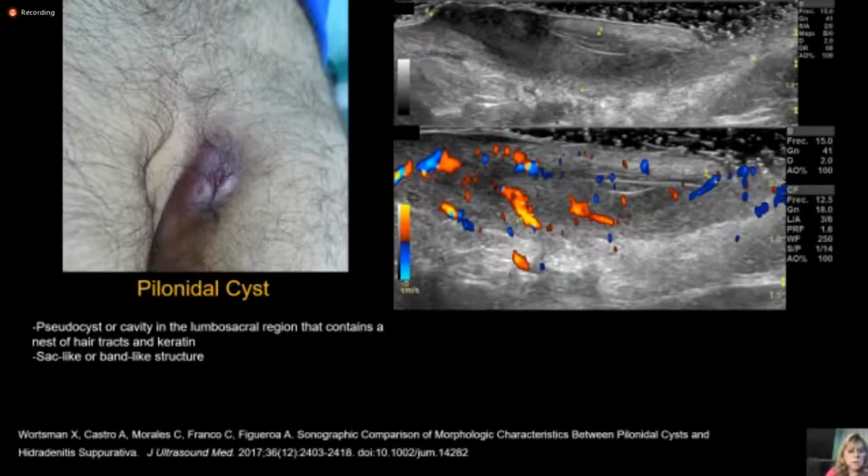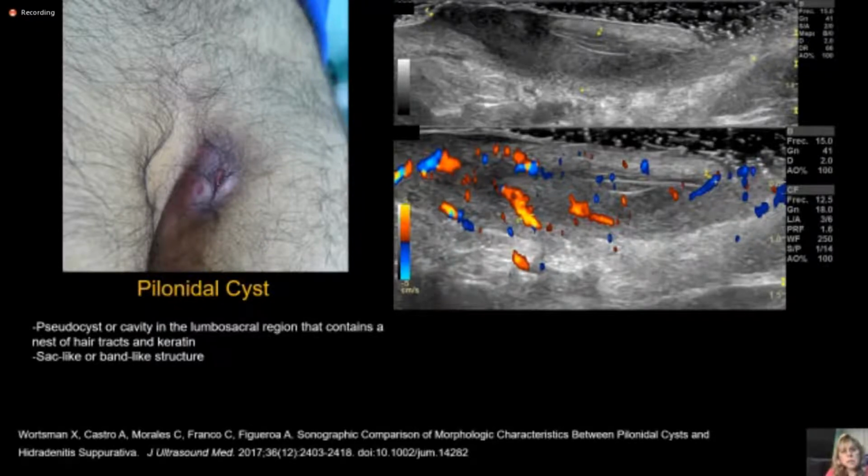Another cystic structure is the pilonidal cyst, and this is not really a cyst. This is a pseudocyst, or a cavity that is produced by inflammation and granulation tissue. This cyst can present as a sac-like or van-like hypoechoic structure. The location is usually the intergluteal region, and that is very common.